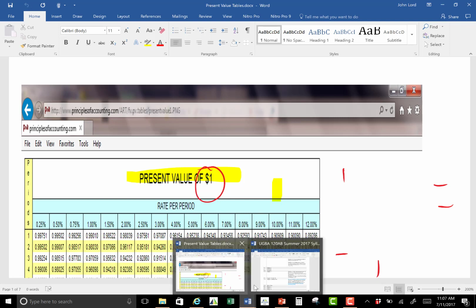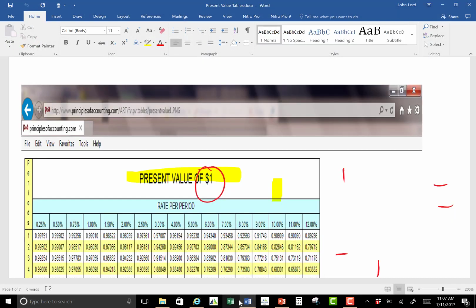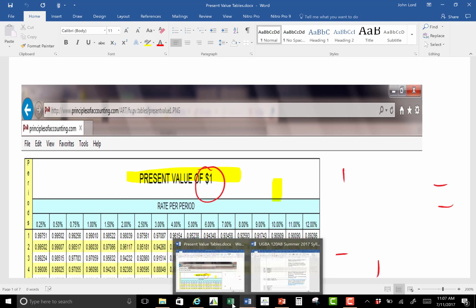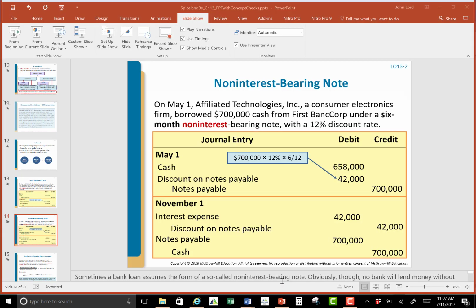And when we report the note, we report it at its present value. So it's going to be the face minus the discount here. Okay? So the takeaway was what? I'm not going to make you get into interpolating interest rates on a present value table. The takeaway here is that you report that note at present value, right? I'm just showing you how it was computed.